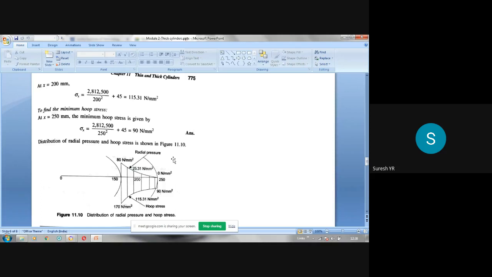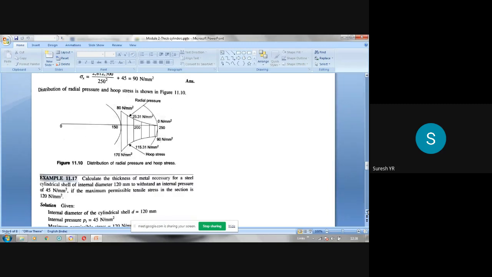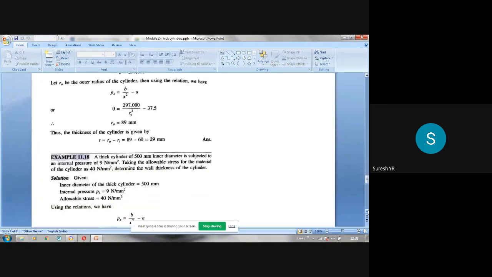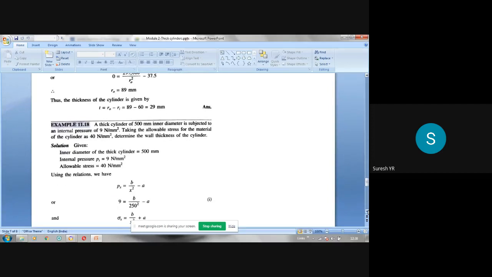Tangential direction, you can call it as tangential direction. So radius and tangent are at right angles to each other. That is why they will be mutually perpendicular. Nature-wise, radial pressure is compressive, hoop stress is tensile in nature. So that is one type of problem: sketch of the radial pressure as well as the hoop stress.